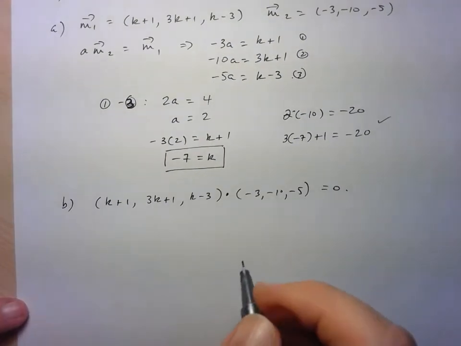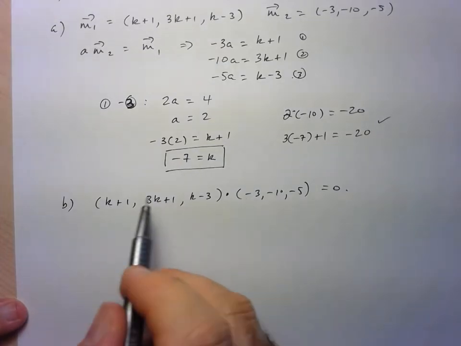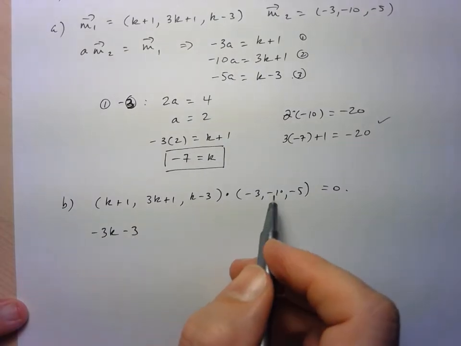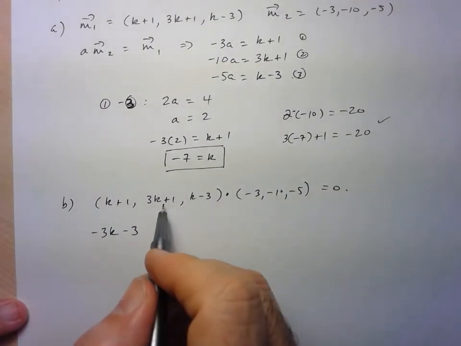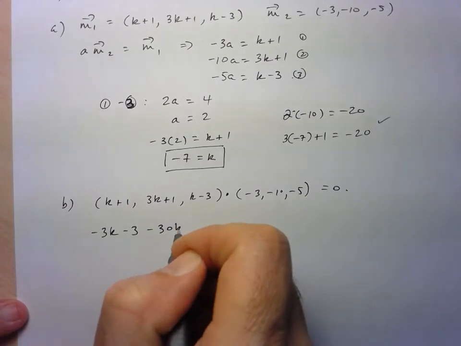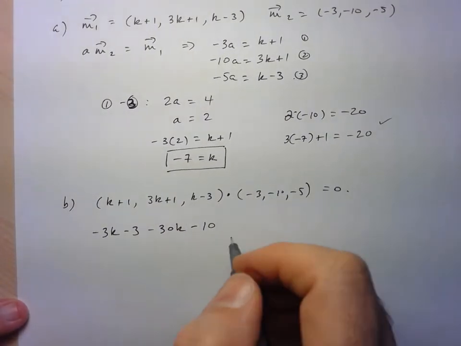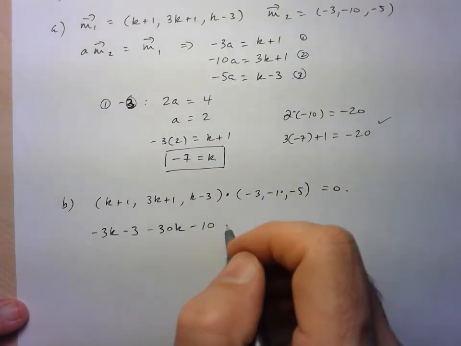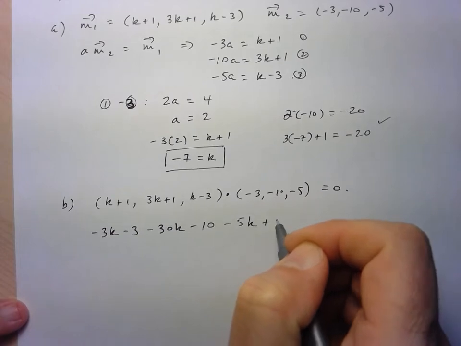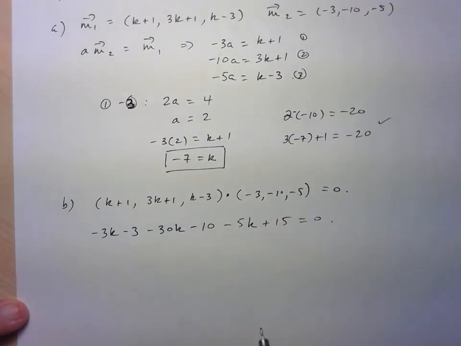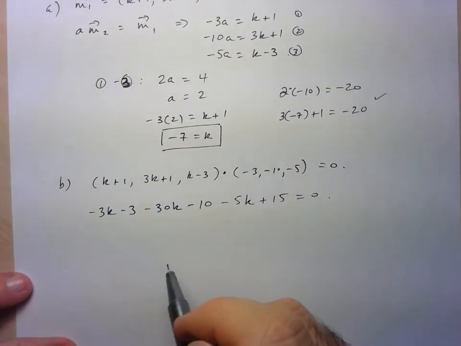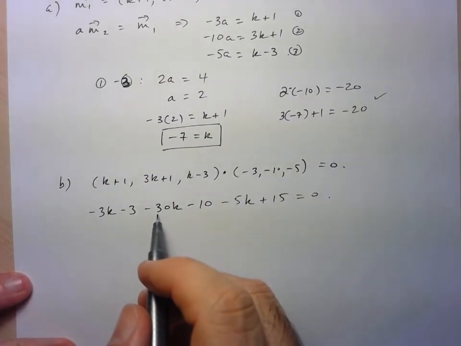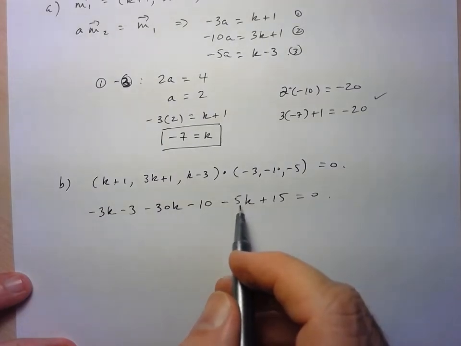Okay, and here we have an equation to solve. So take the dot product: -3 times k plus 1 is going to be -3k minus 3. Here, -10 times this is going to be -30k minus 10, and negative 5 times the last component is going to be minus 5k plus 15, and that's going to be equal to 0. This is actually an easier problem because I just end up with a linear equation. So here we have negative 3 minus 30, negative 33, minus 5 is negative 38.